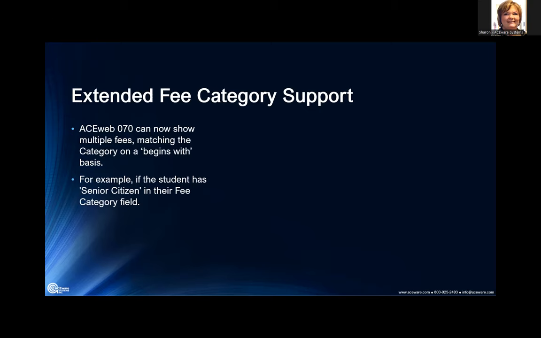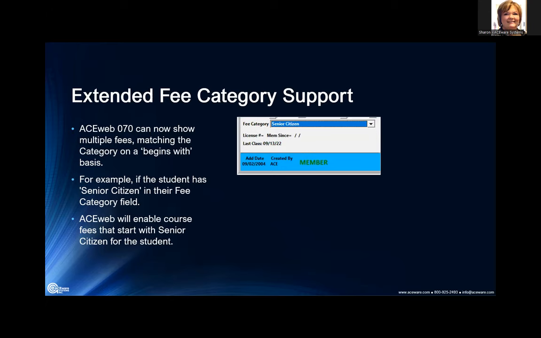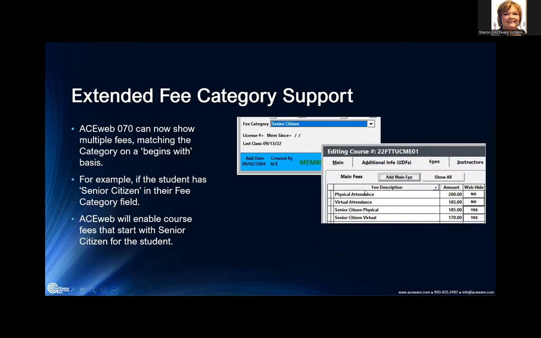You can set up a fee category, for example, senior citizen or alumni or whatever, and then ACEweb can recognize that. Now, this has to be on a begins with basis. So if your fee category in student manager is senior citizen and you set up your fees, you've got those that can come physically, those that are going to attend virtually, but you offer a little bit of a discount for senior citizens, whether physical or virtual, you can use both the hybrid setting and your fee categories to register those students.